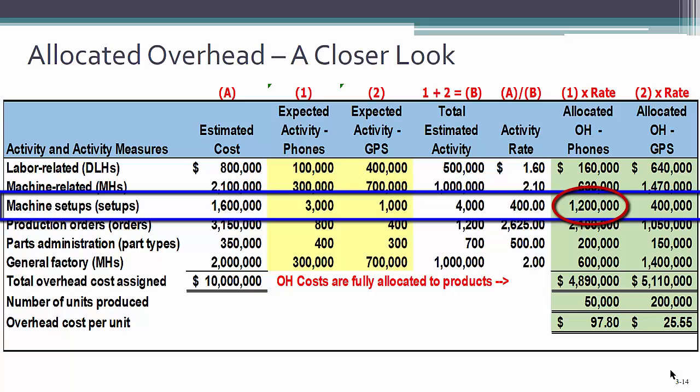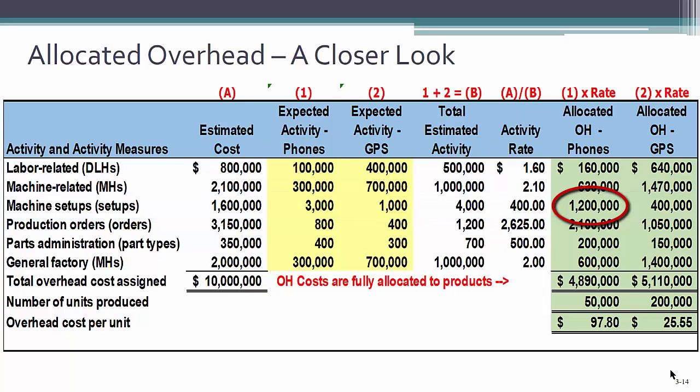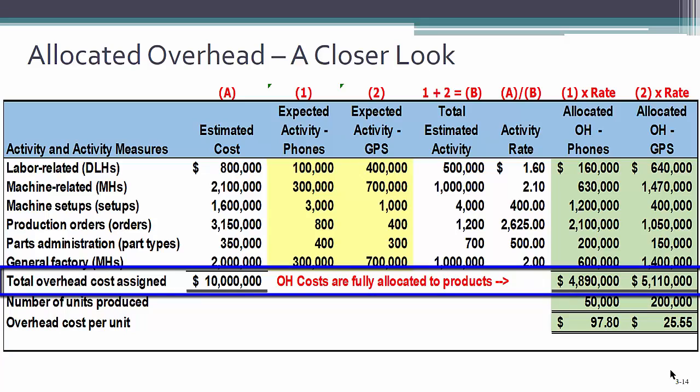Now, this is a much fairer way to allocate overhead cost, right? More costs are assigned to the product that uses more of the activity causing the cost to occur. Our total overhead cost of $10 million is fully allocated between the phones at $4.89 million and the GPS systems $5.11 million, based on how much activity of each type of overhead the product uses. This is one way to double-check your math when you do the ABC allocation.